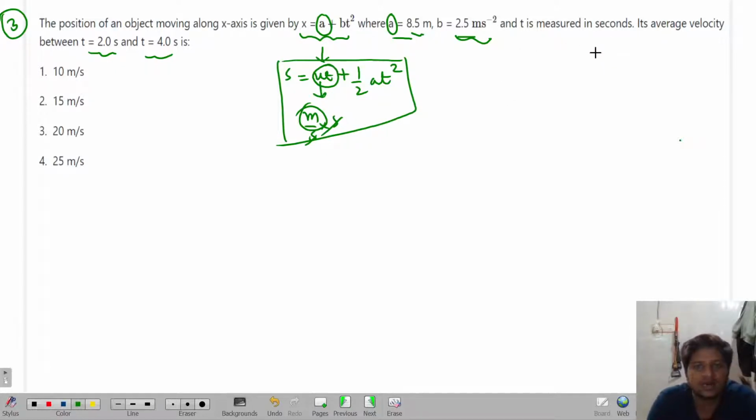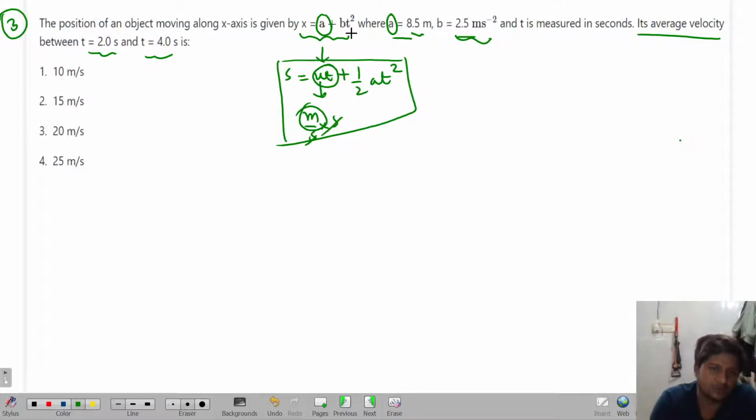Now move to the next thing. It is saying, find the average velocity between t equal to 2.0 and t equal to 4.0 second. What a good question. In this question, what will happen with the normal IIT JEE guys? They will start integrating and they will be stuck in the loop. But actually, this is a question of logical thinking.